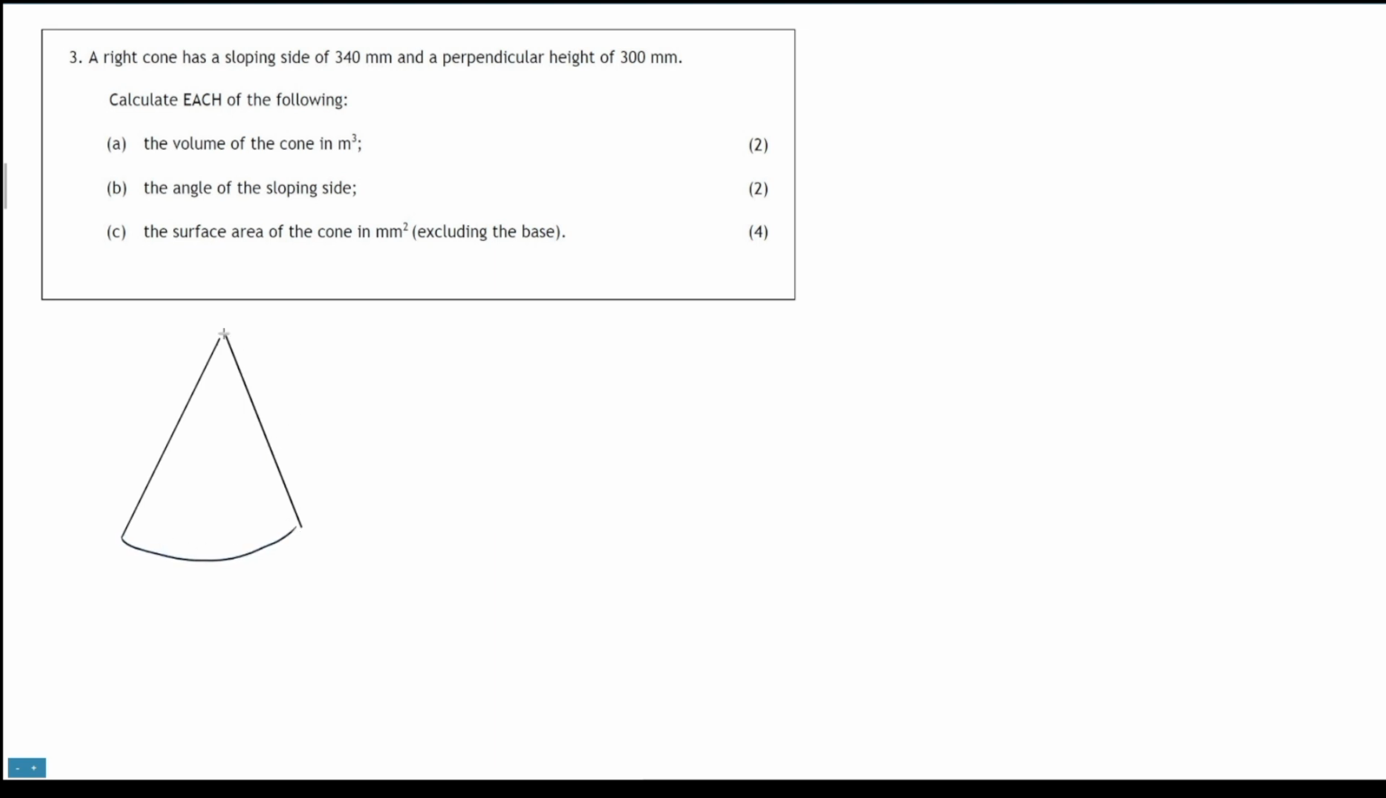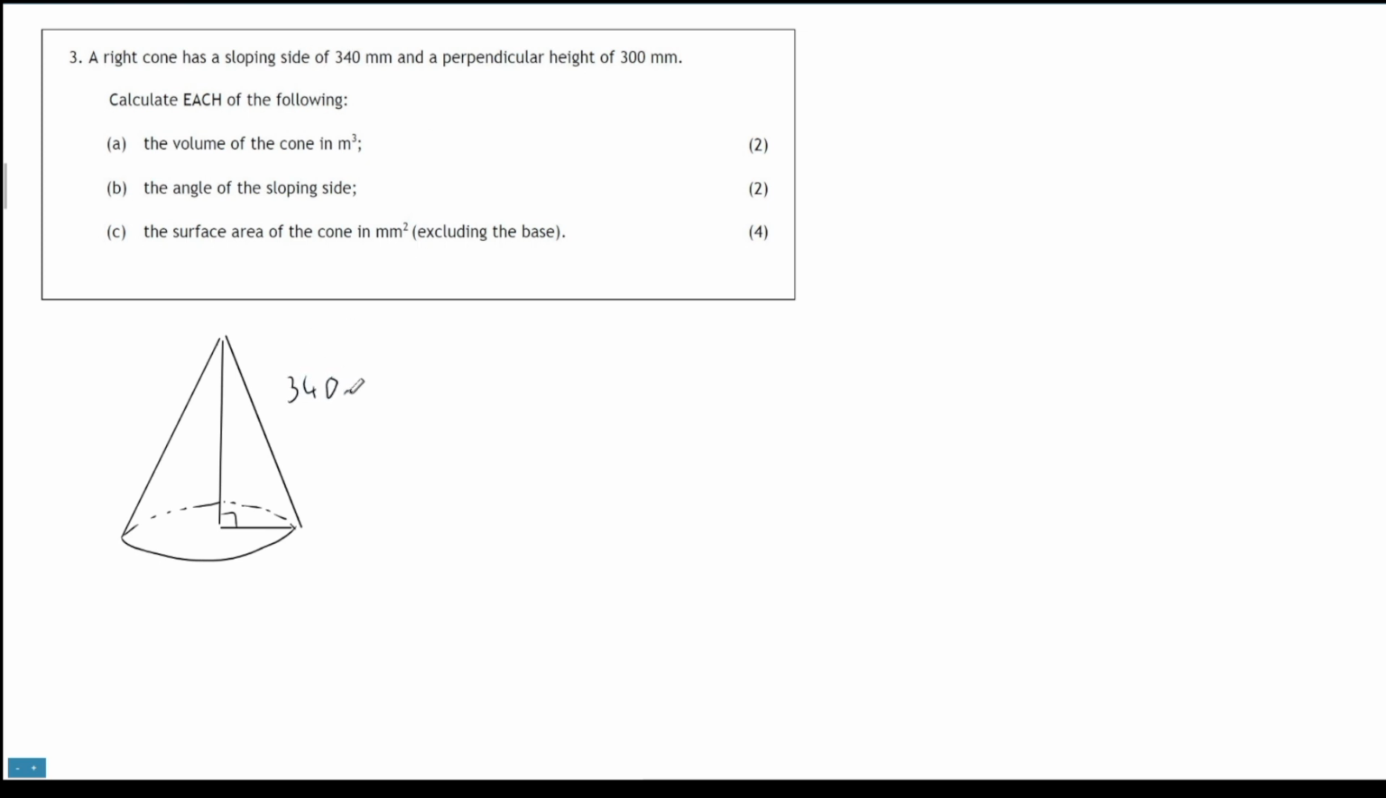It's called a right cone because it's made using a right angle at the center. If I draw a center line like that, it should have a right angle right about here. Rather than being like a sheared cone, which would look something like this, which we never have to deal with, but, you know, they do exist. Okay, so a right cone has a sloping side of 340.